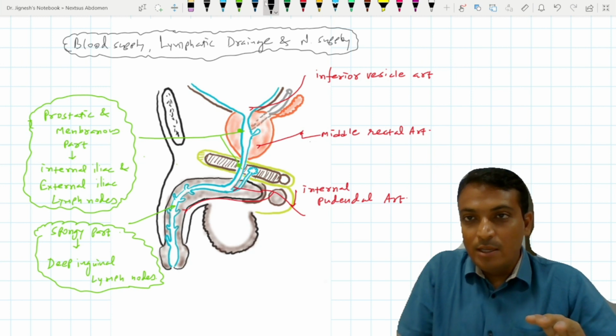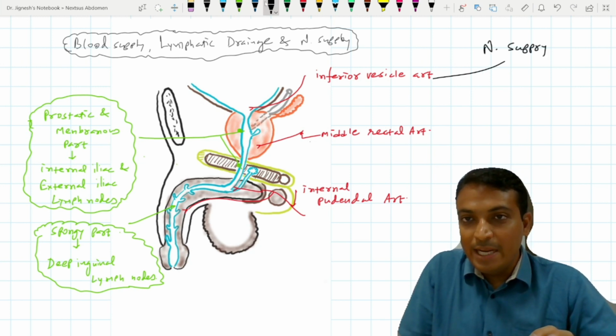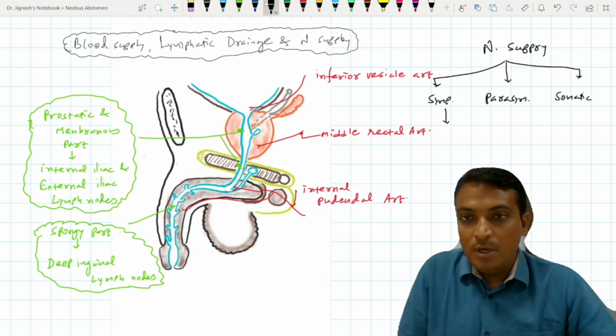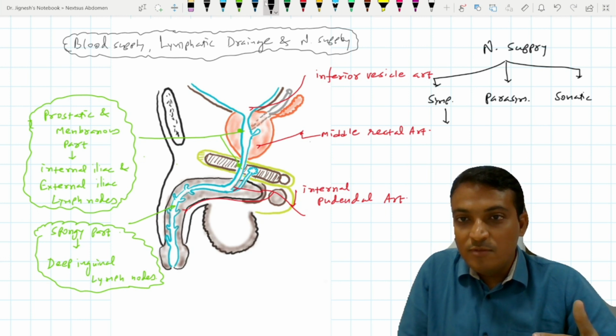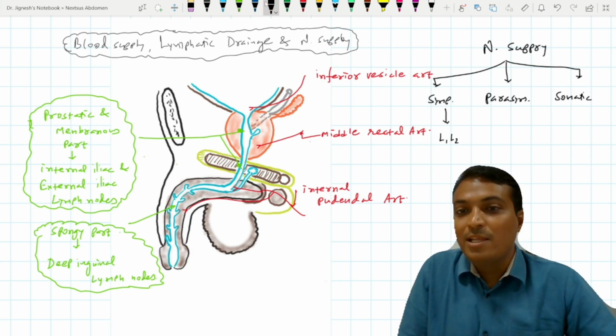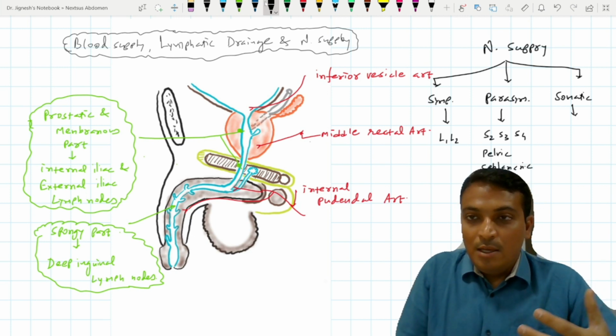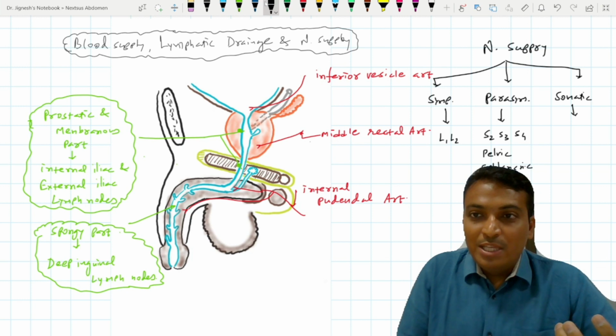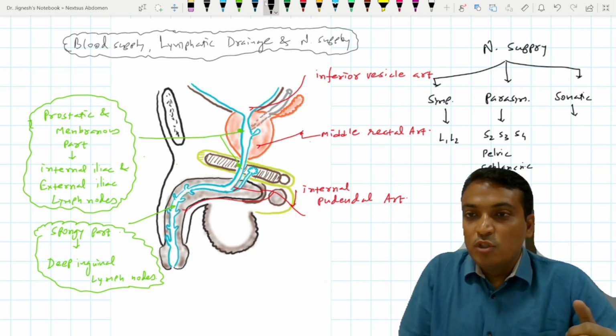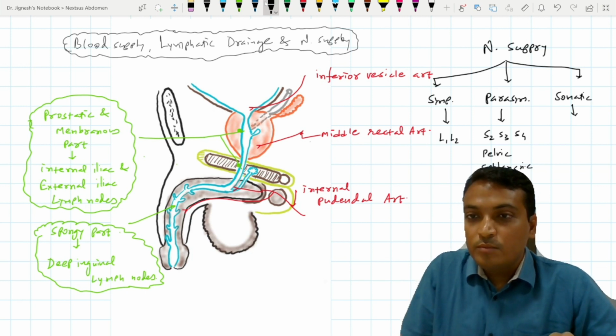Regarding the nerve supply of this urethra, it is supplied by sympathetic nerves, parasympathetic nerves, as well as somatic nerves. The sympathetic supply to the urethra is from L1 and L2 spinal nerves, while the parasympathetic supply is from S2, S3, and S4 spinal nerves via the pelvic splanchnic nerves. And the somatic nerve supply to the urethra is from the urethral branches of the pudendal nerve.